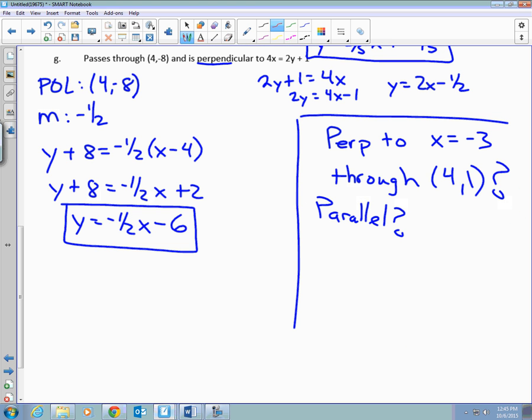There we go. Okay. y equals. So you know if it's perpendicular, it's going to be a y equals problem, correct? What is the y value it should pass through? 1. Let's say we wanted a line that was parallel to x equals -3 through (4, 1). Let's say it was parallel. So it would also have to be what kind of a line? A vertical line. So what is the x value that it would pass through? 4. There you go.